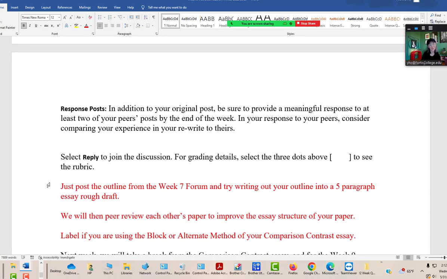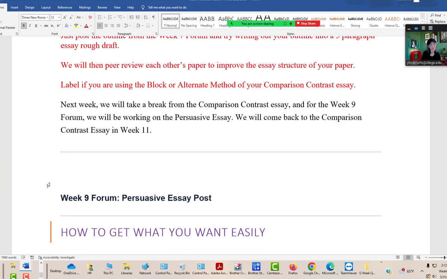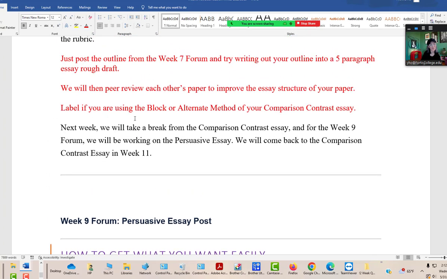People are doing a good job at it too. So you're doing a really good job. And then you should label if you are using the block or alternate method for your rough draft. So you're going to be using the block or alternate method.